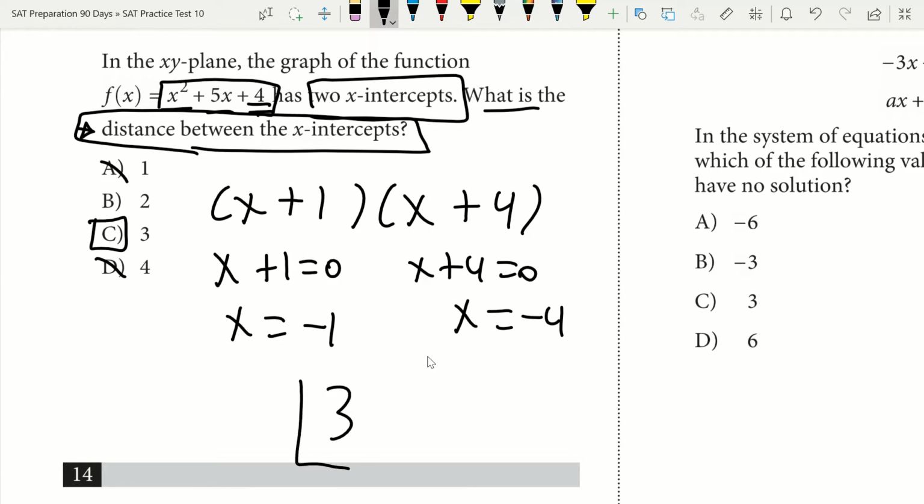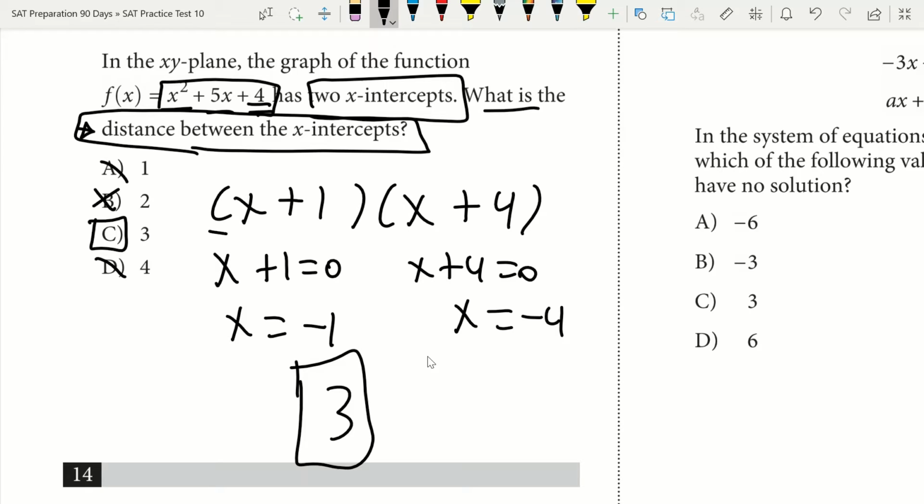Okay, so key things for this problem. Understand that we want to factor this out rather than using the quadratic formula, because that's going to take us much longer than just factoring. So we factor out, we set it equal to 0, find our correct answers, find the distance between the two. That's the fastest way to do this one.